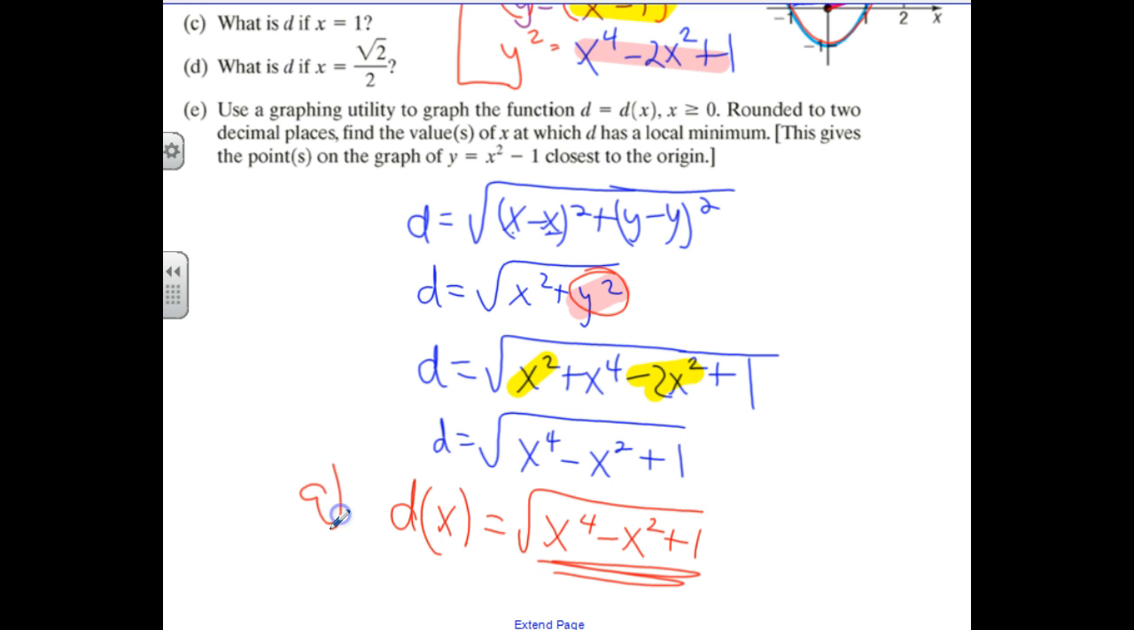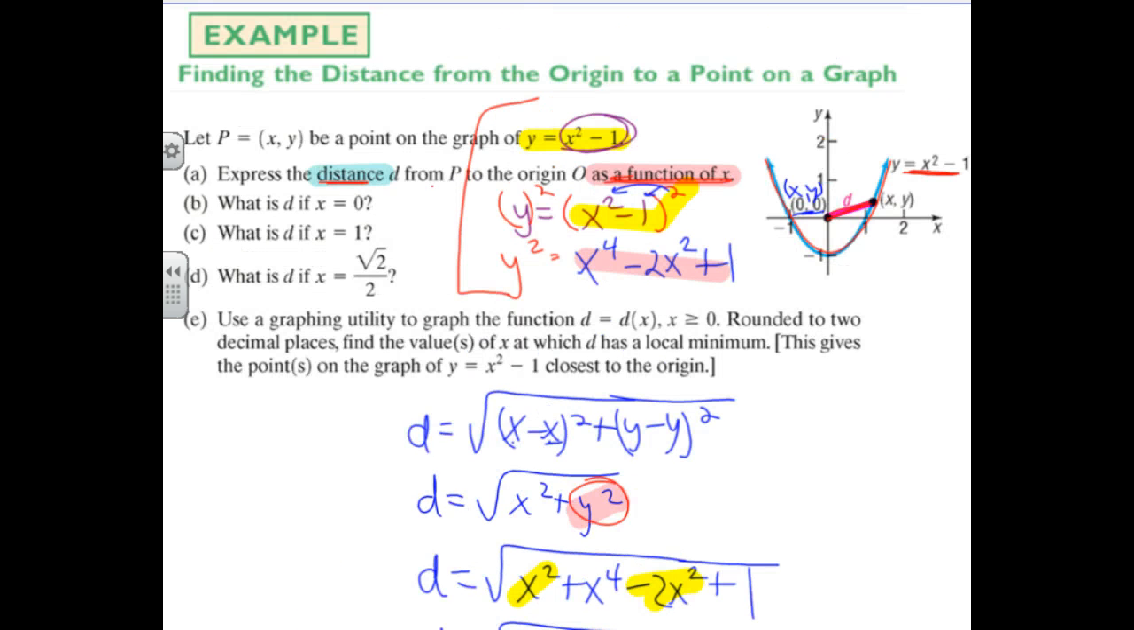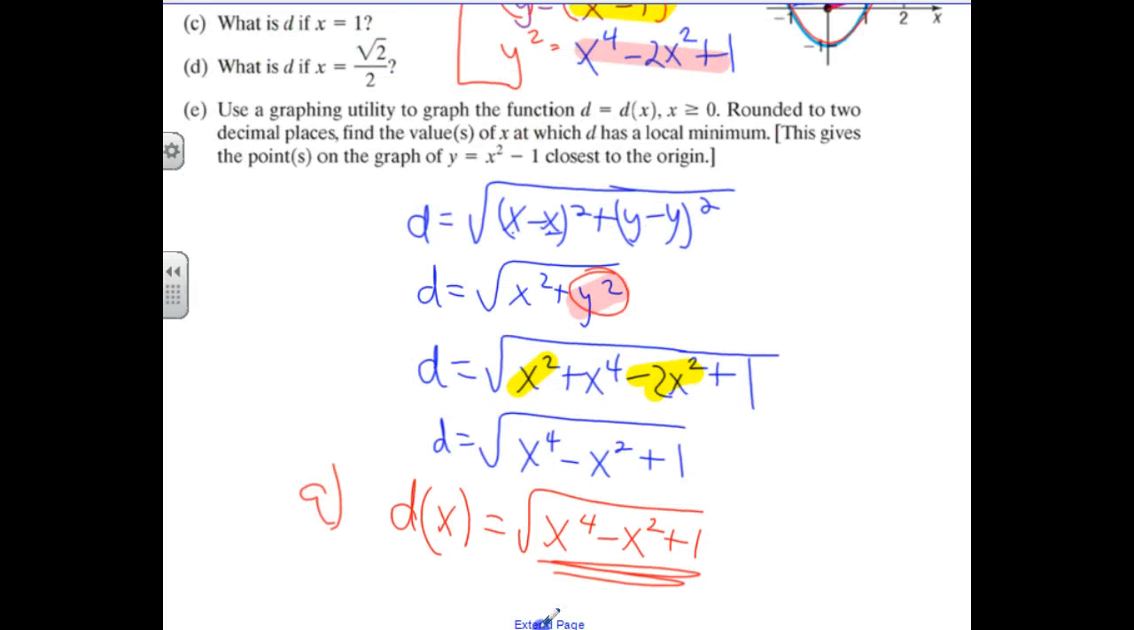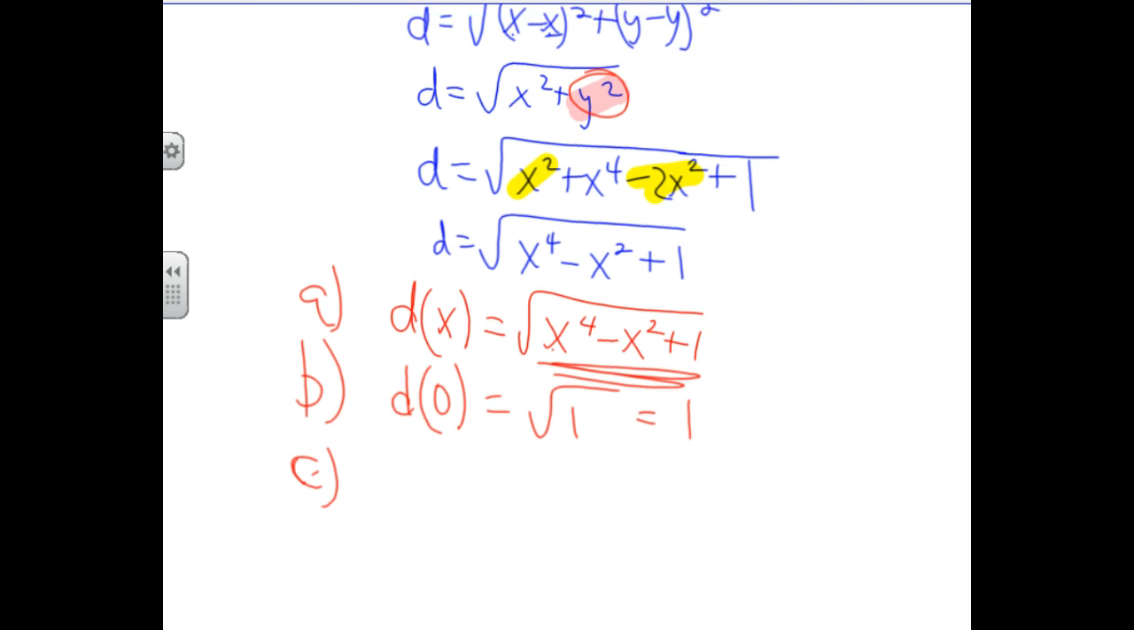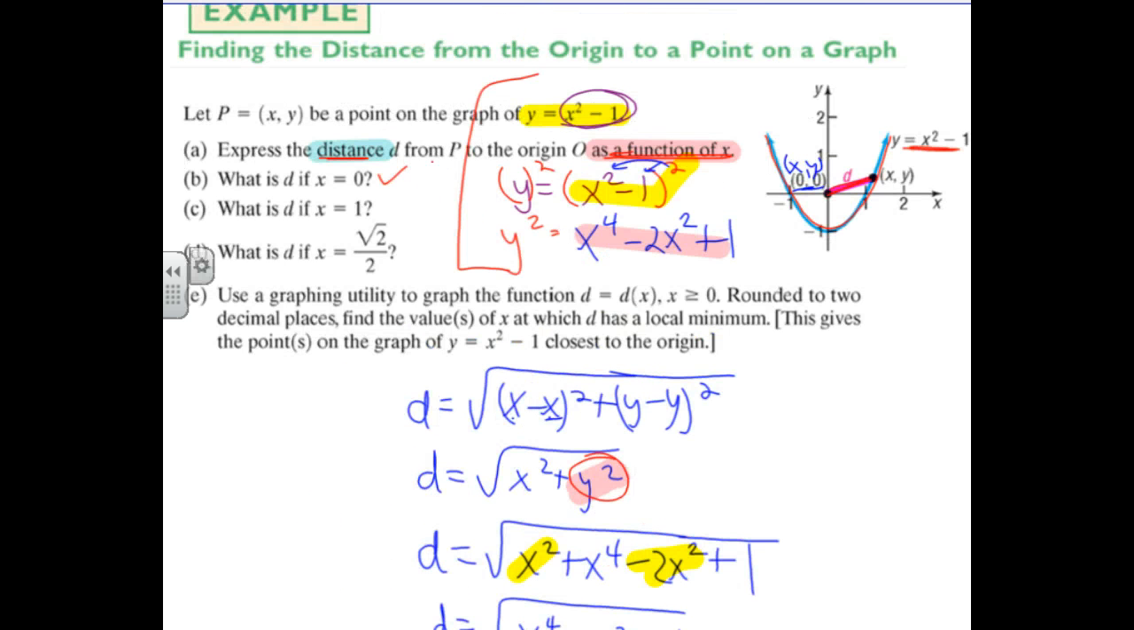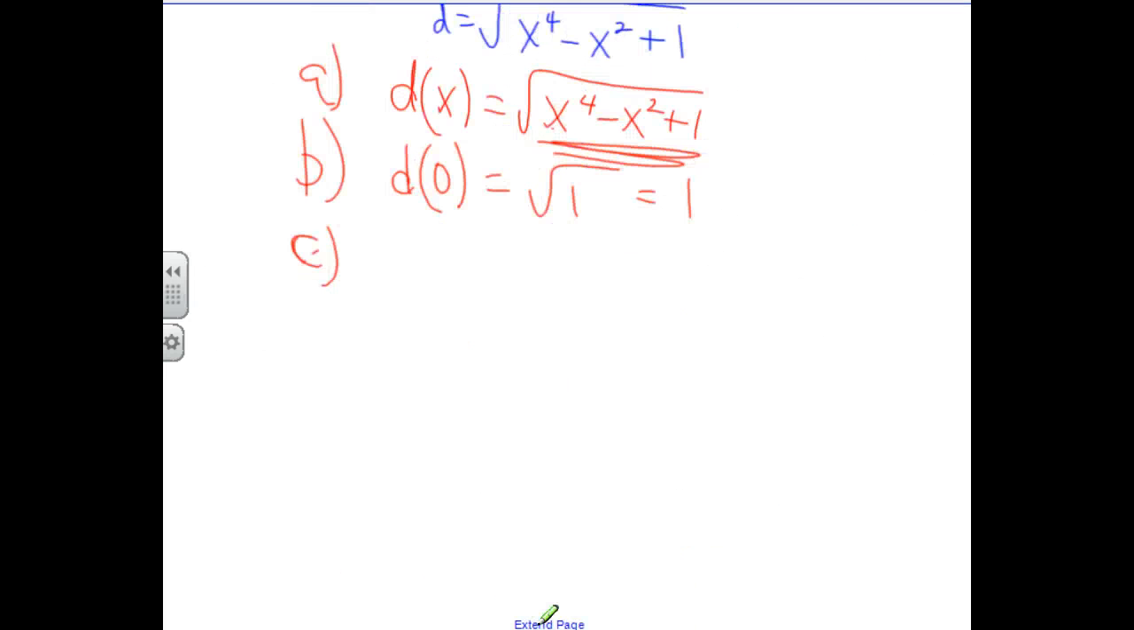So there's answer A. Answer B is asking what is the distance if x is 0. Well, it becomes really simple. All I do is plug in d sub 0. So let's do it. 0 to the fourth minus 0 plus 1, that's the square root of 1, which is just 1. Then for part C, it's asking what's the distance if I let x be 1. So d sub 1 is the square root of 1 to the fourth minus 1 plus 1, and that's also 1. So that's kind of interesting.